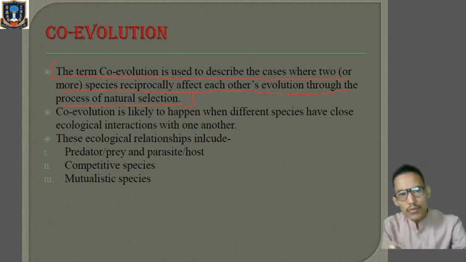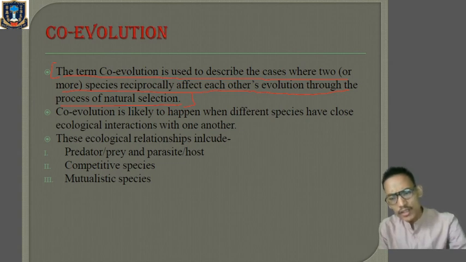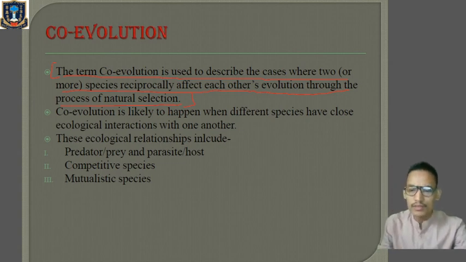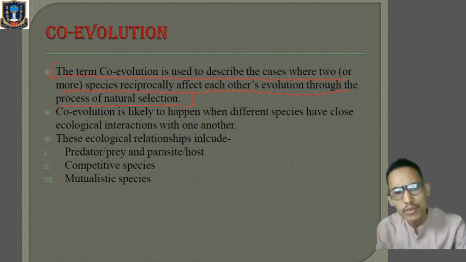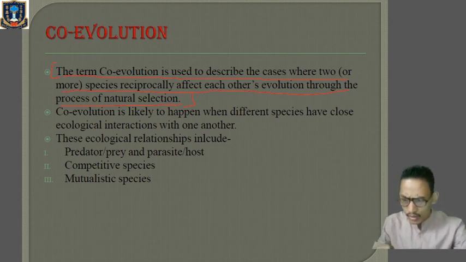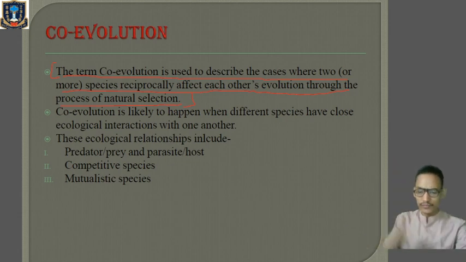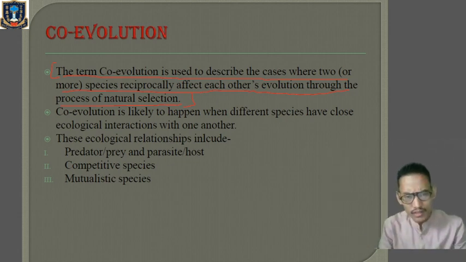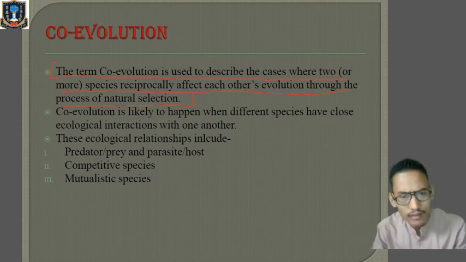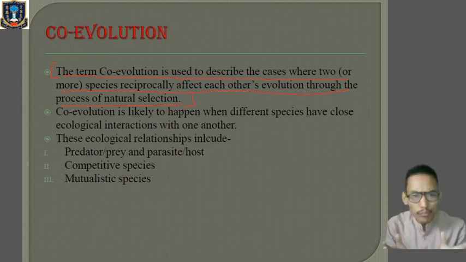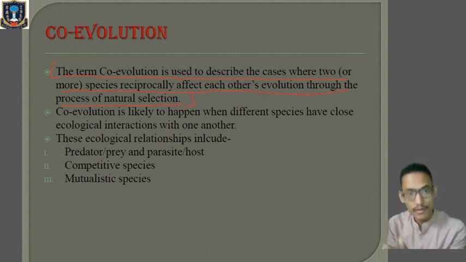So, in case of coevolution, we can say that two organisms, or more than two organisms, tend to evolve together. During this process they are using each other and influencing each other in terms of their adaptations. Clear? So coevolution is likely to happen when different species have ecological interactions with one another, and these interactions include predator and prey, because we know that we have interaction between the prey and the predator, or we have the parasite on the host. These are the interactions.